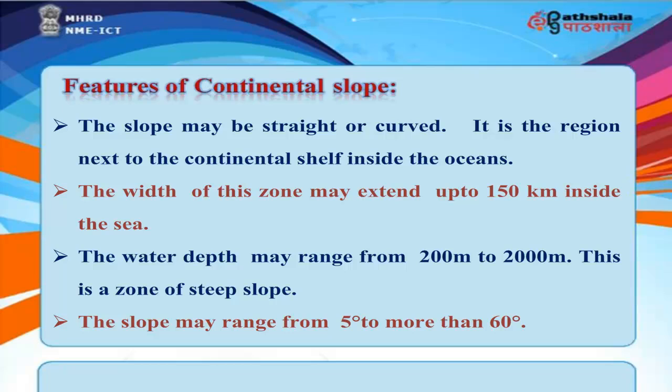Features of continental slope. The slope may be straight or curved. It is the region next to the continental shelf inside the oceans. The width of this zone may extend up to 150 kilometers inside the sea. The water depth may range from 200 meters to 2,000 meters. This is a zone of steep slope. The slope may range from 5 degrees to more than 60 degrees.